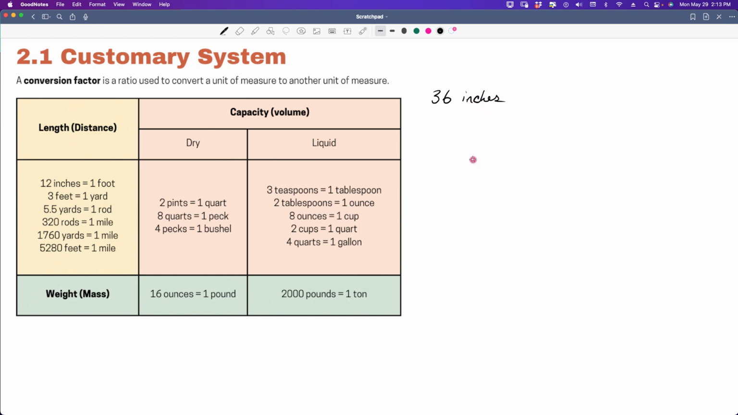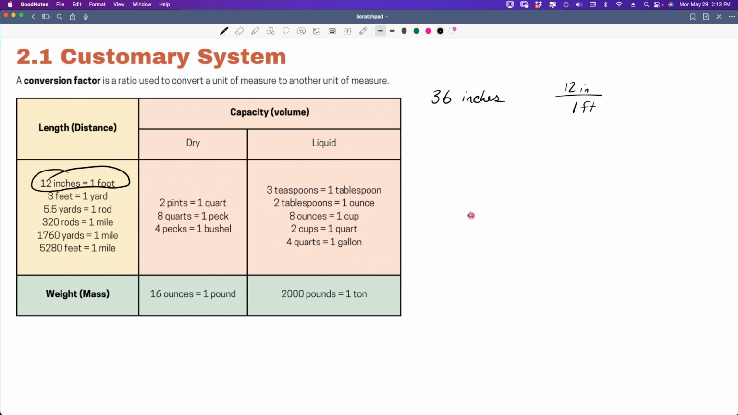and I want to know how many feet that is, I need to find the conversion unit that has inches and feet. And that would be right here. Here I have 12 inches is the same as 1 foot. Now I can write that as a fraction. 12 inches is the same as 1 foot.